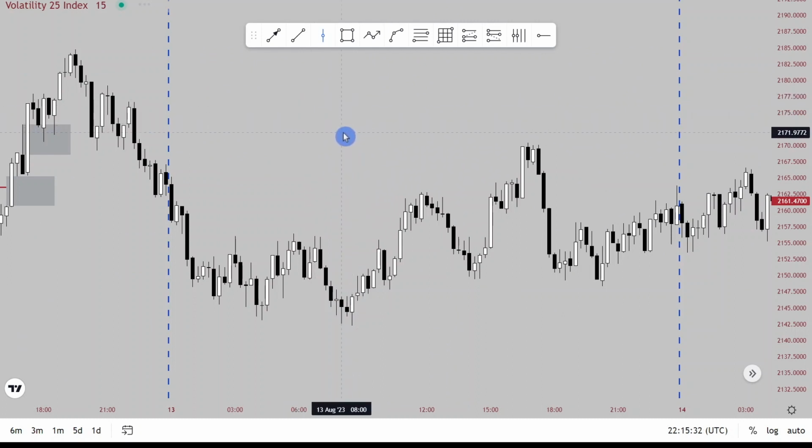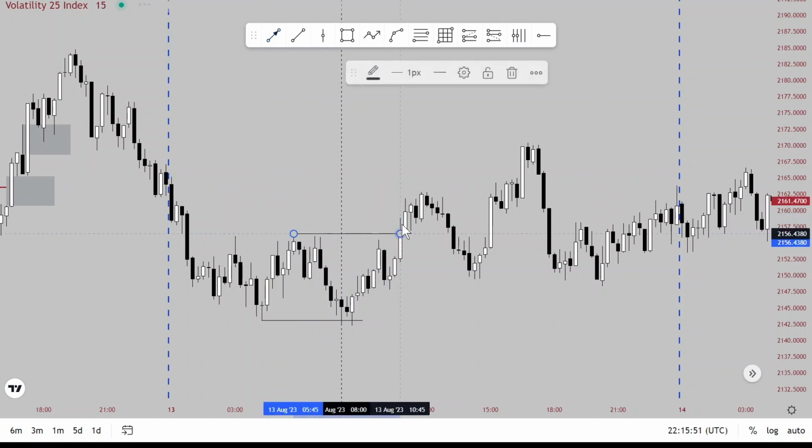8 a.m. So between 8 and 12, we are marking our highest point and our lowest point. So this was our lowest point before 8, right? You can see that we rated it exactly at 8. And where was our highest point? Highest highs here. This is the highest point between 12 and 8.